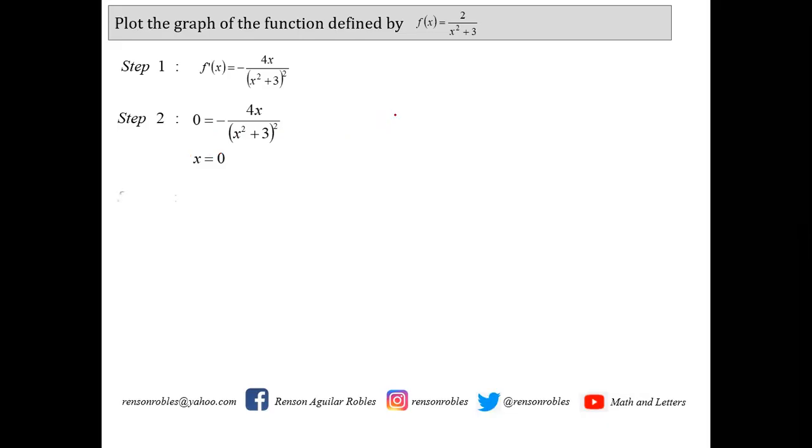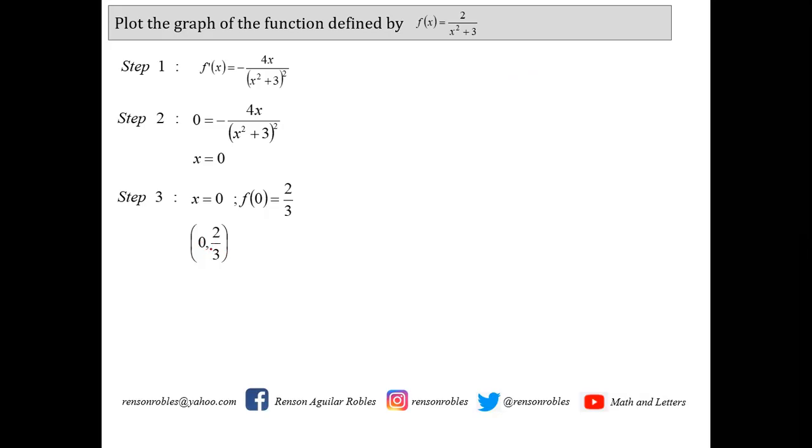And then the next step is to get the critical point. So whenever x is 0, you look for f of 0 here. So you have f of 0 equals 2 over 0 squared plus 3. So you have 2/3. So therefore, the critical point is given by (0, 2/3). So this is critical because we do not know yet whether this is a relative minimum or relative maximum.